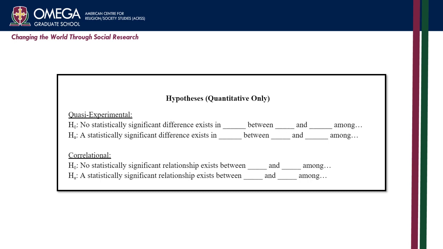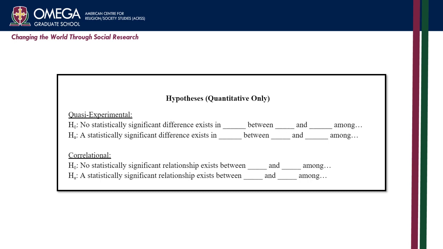For quantitative designs, you will draft preliminary hypotheses in your prospectus. Now, for each research question, you should have a pair of hypotheses, a null and an alternate hypothesis. Remember, what we're actually testing in socioscientific research is the null hypothesis. So the burden is on us as the researcher to reject the null hypothesis, not necessarily to prove the conjecture or the hypothesis that we have formulated. That's why it's called the alternate hypothesis.